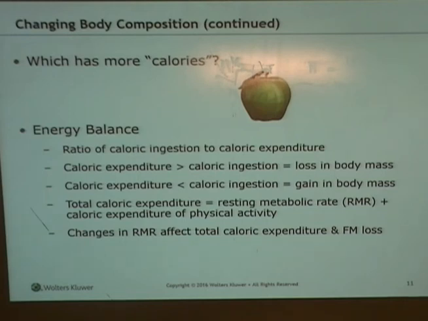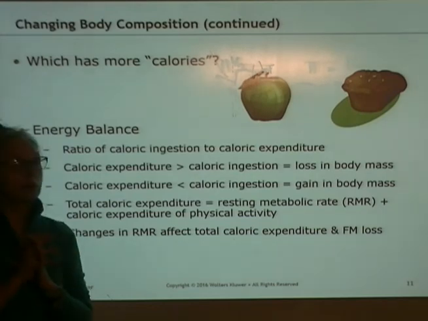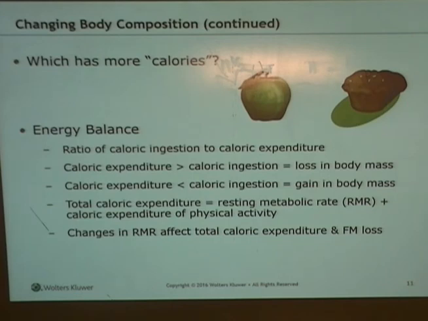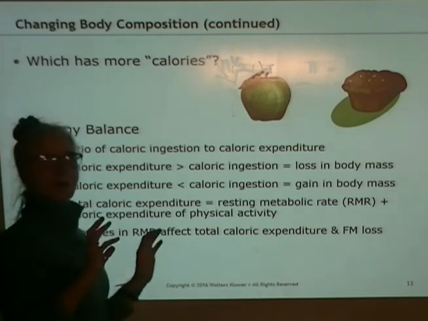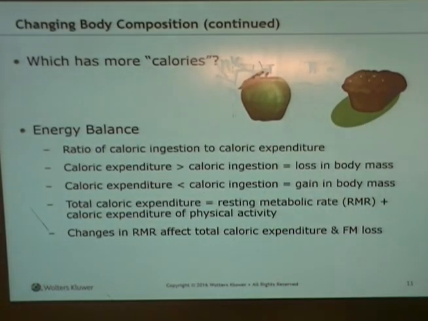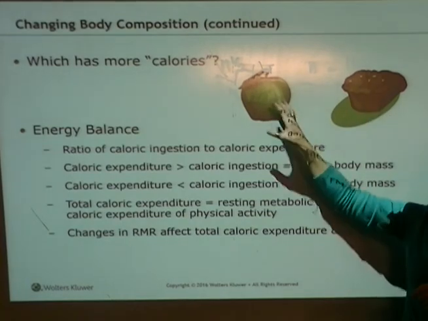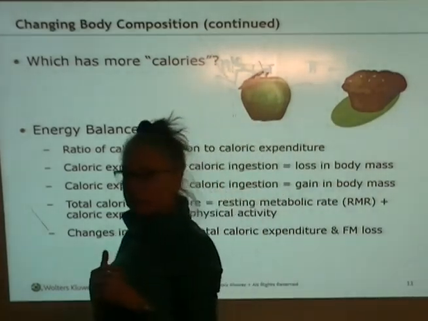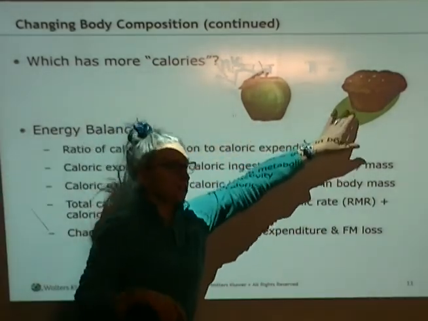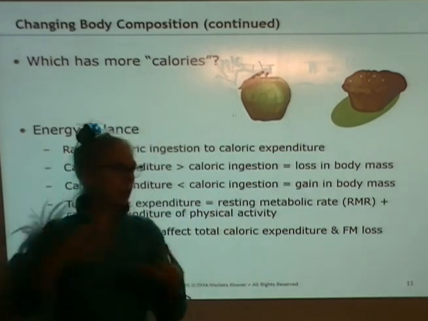So, medium-sized apple or fat-free banana muffin, which has more calories? Who says apple? Who says fat-free banana muffin? And some of you are sitting on the fence. Okay, all right, fat-free banana muffin. All right, the apple will be somewhere around 75 to 80 calories. The muffin could be at least 200, depending on the size of the muffin.